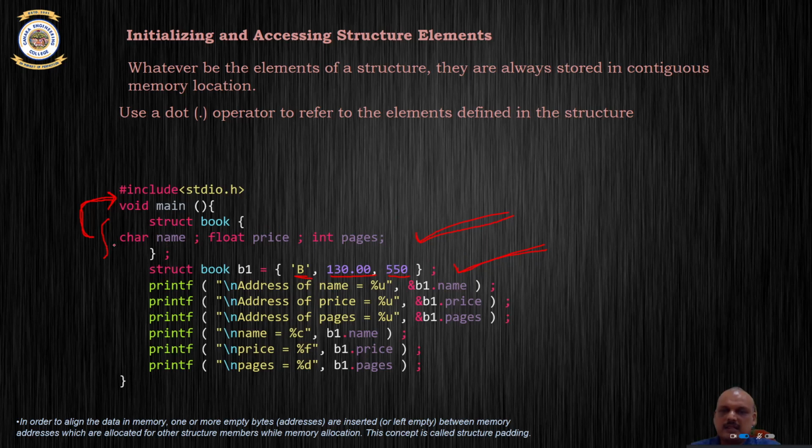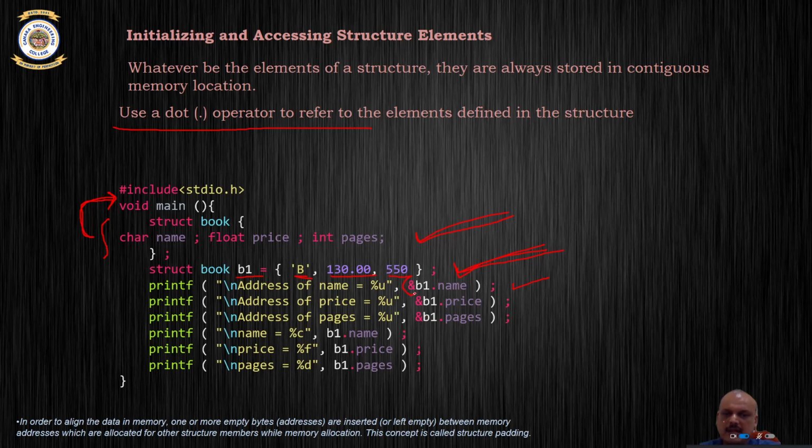Different elements of the structure, namely the name, price and pages, can be accessed using the dot operator. So you can reference the element of the structure using the dot operator. So you can print out the name once the structure has been initialized and you have basically defined an object out of the structure. You can print out the name of the structure or the address of the individual elements as well. So what is given out here is I am basically printing out the address of the name, address of price and address of pages.